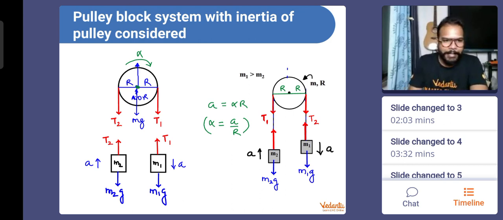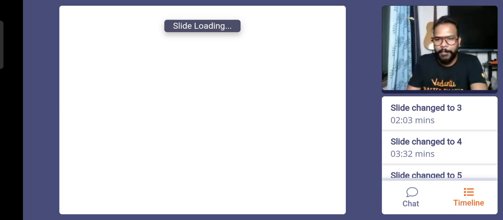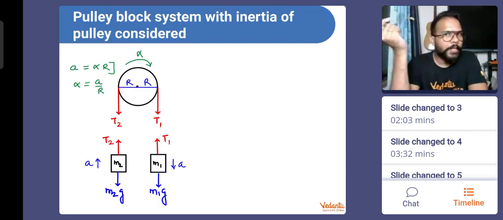Very good. Now I will write down the equations. The new thing that we will be learning is when we try to write down the equations. So far we used to write down F equal to ma. Remember, we used to write down F equal to ma for the blocks.